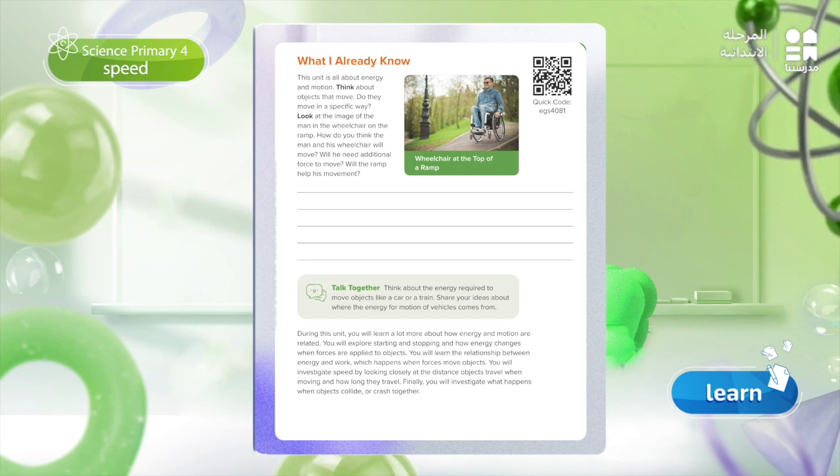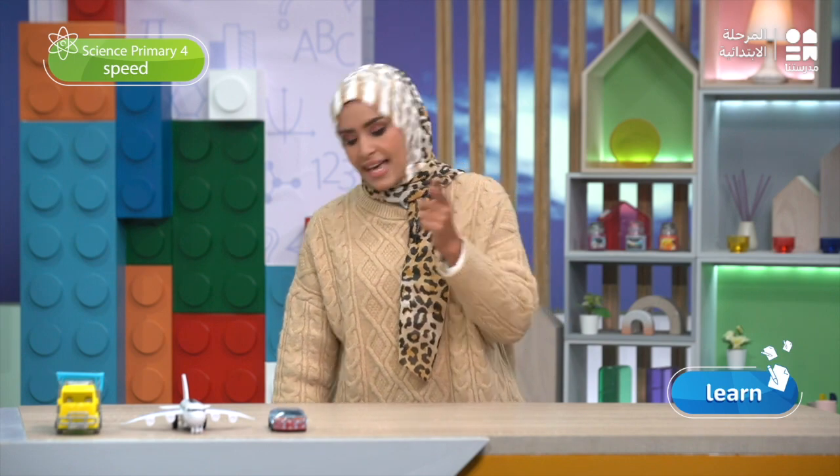We studied some information about force, motion, work, and energy.